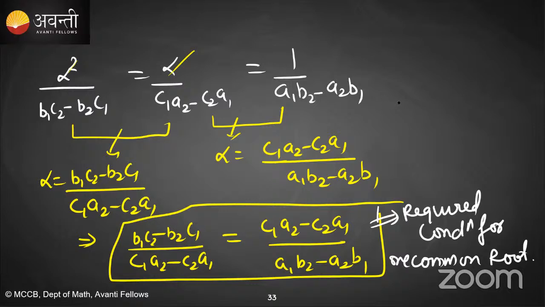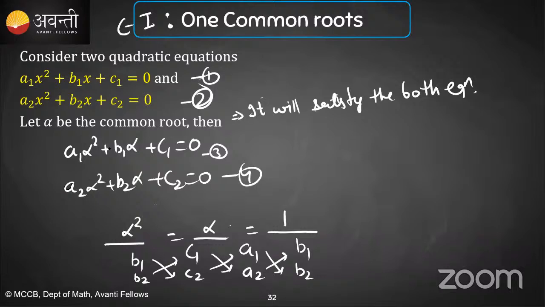Yes. So look, what did I say? Two quadratic equations are given and alpha is the common root, right? Alpha is the common root. So now it means alpha will satisfy both equations. So write down: A1 alpha square plus B1 alpha plus C1 equal to 0. A2 alpha square plus B2 alpha plus C2 is equal to 0.